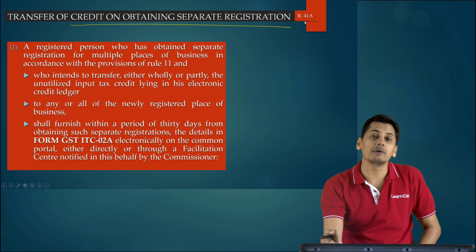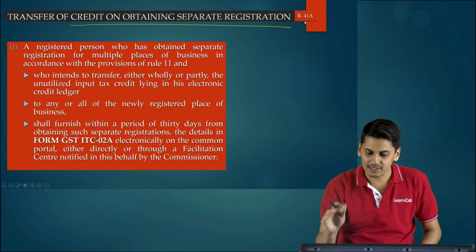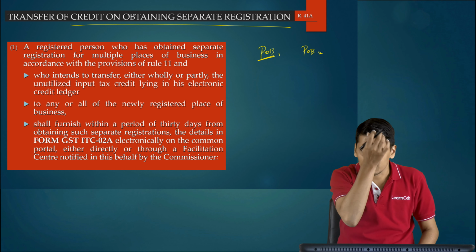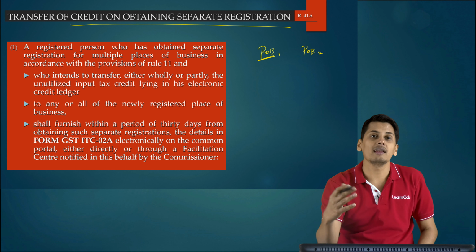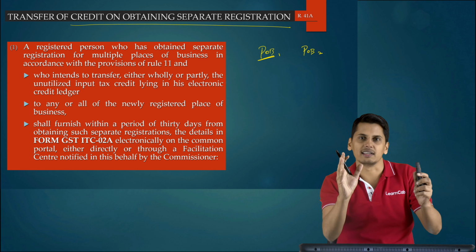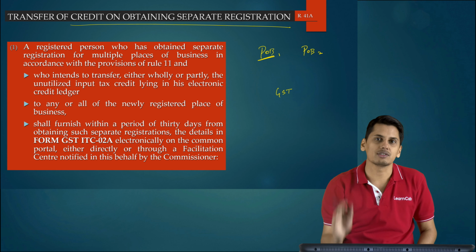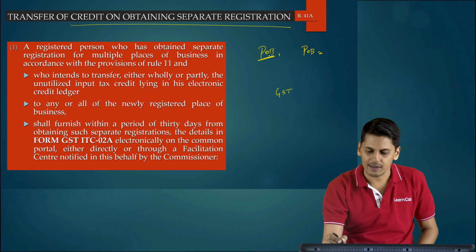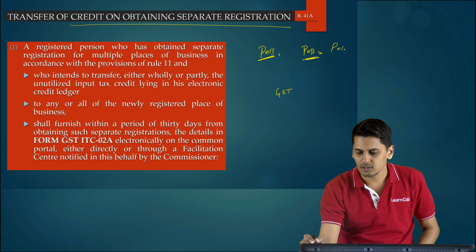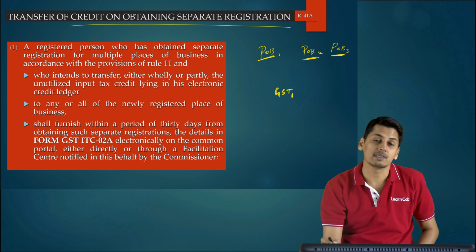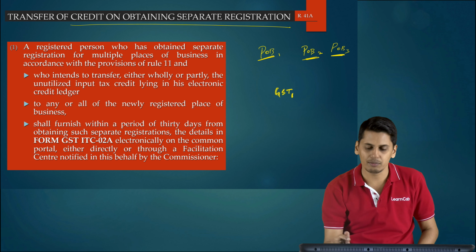Transfer of credit on obtaining a separate registration. Now friends, as we have already seen, if you are having multiple places of business, you can obtain multiple registrations at your option in a single state. Now let's suppose there was a person who was having, okay, let's keep it as 3, 3 places of business, but however, he was having only one GST number for his 3 places of business.